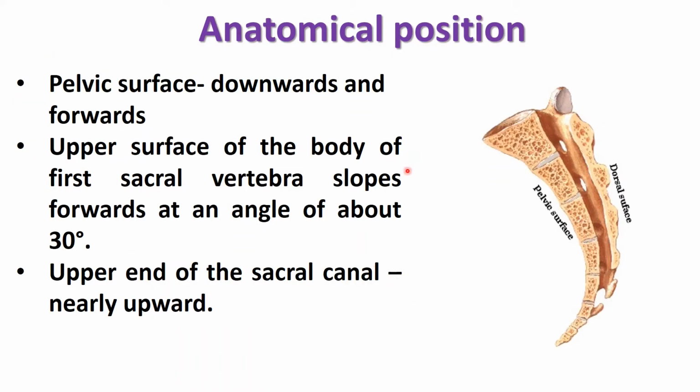How to hold the sacrum in anatomical position. First, place the pelvic surface of the sacrum downward and forward. So here you can see, just place the pelvic surface of sacrum downward and forward. And the upper surface of the body of the first sacral vertebra is inclined forward at an angle of 30 degrees. So here you can see the inclination of 30 degrees.